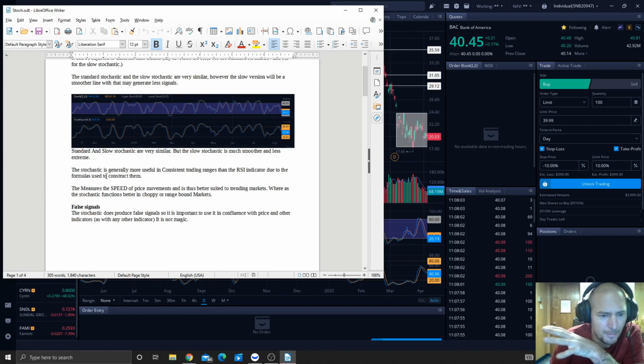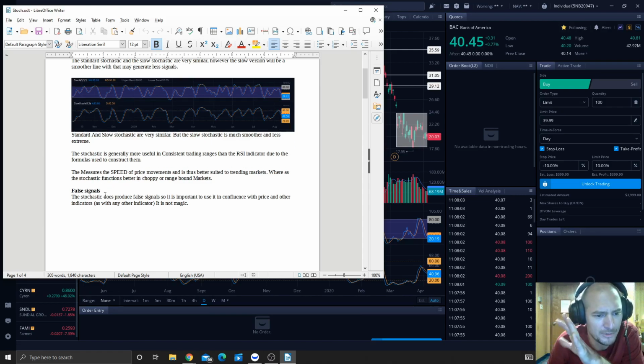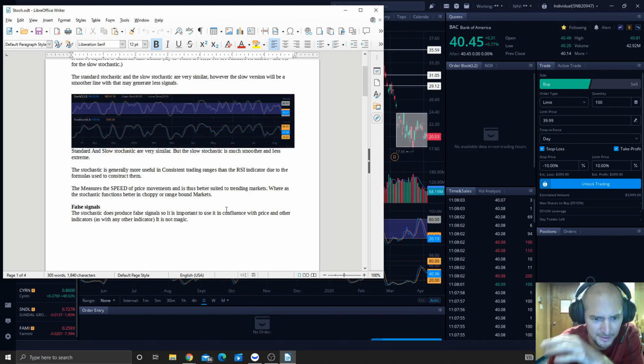It's generally more useful in a trading range than the RSI indicator due to the formulas used to construct them. The RSI measures the speed of price movements, and this is better suited to trending markets, whereas the stochastic functions better in a choppy or range-bound market. However, you can use the stochastic in a trending market. You just need to be aware that you're going to get different kinds of signals in a trending market than you would in a sideways range-bound market.